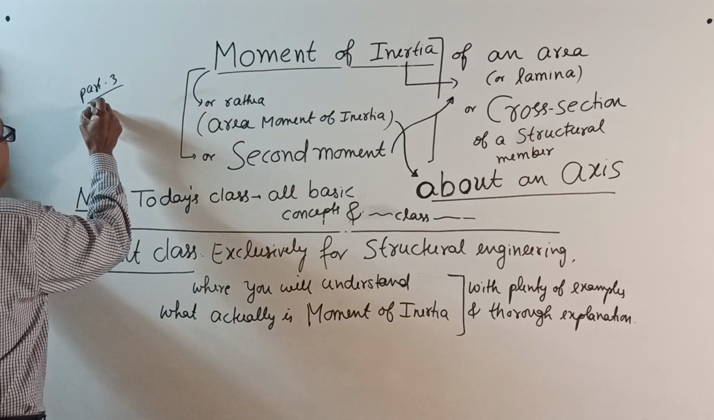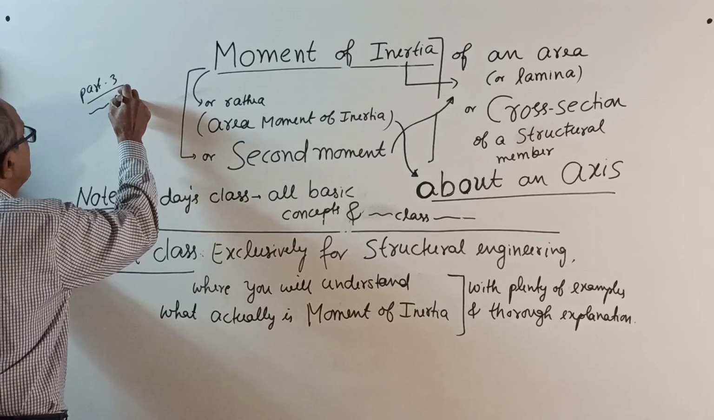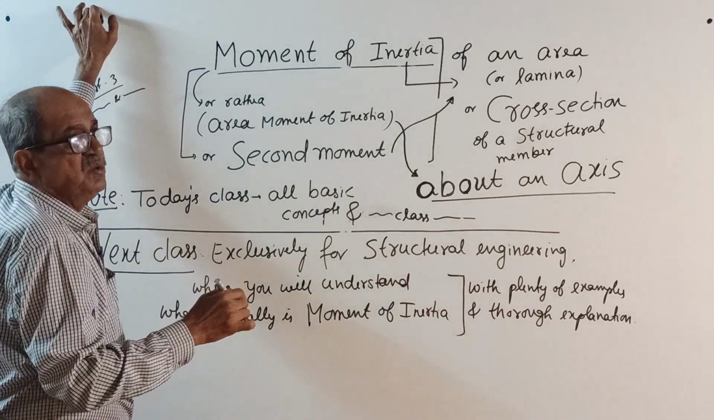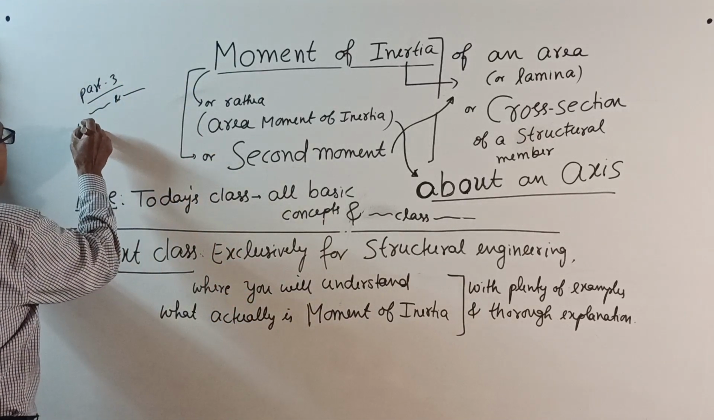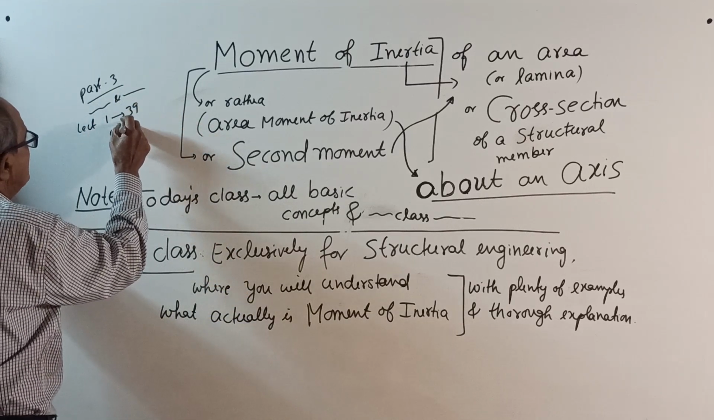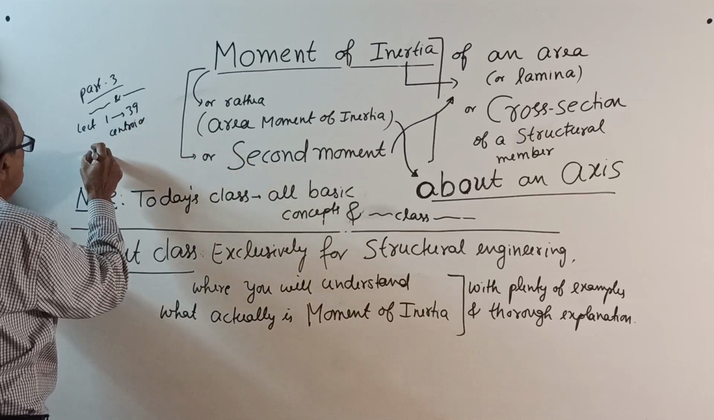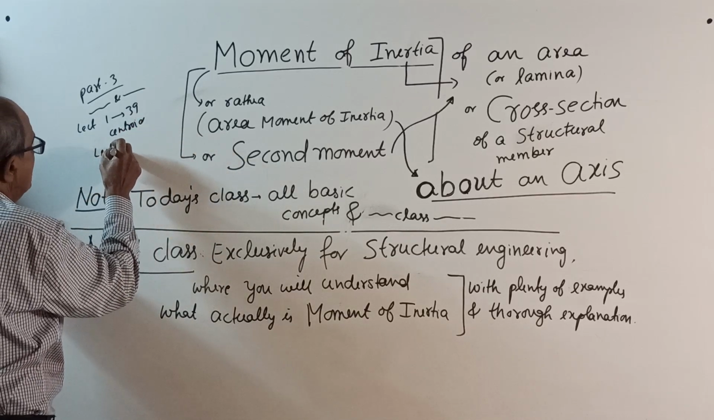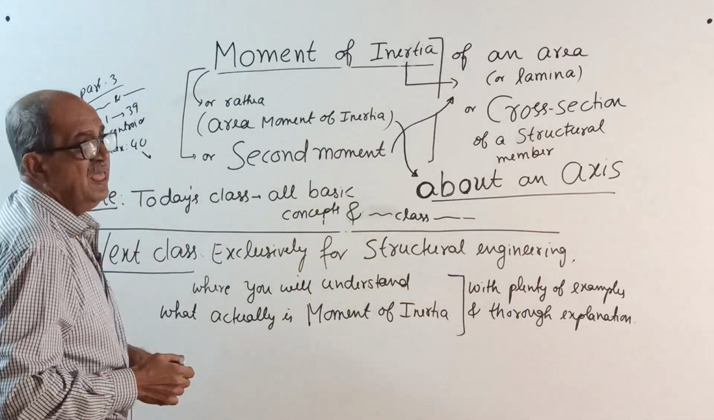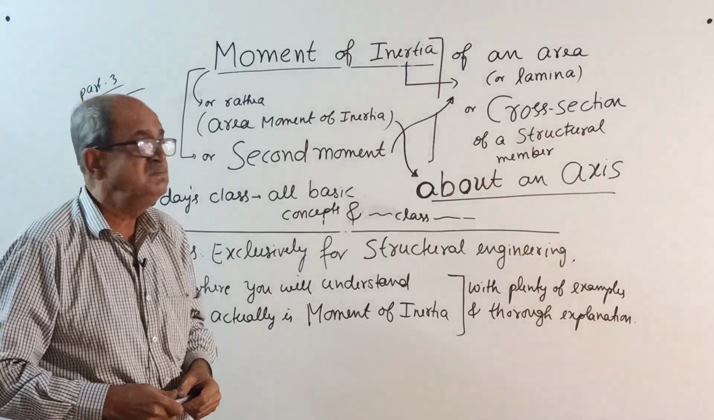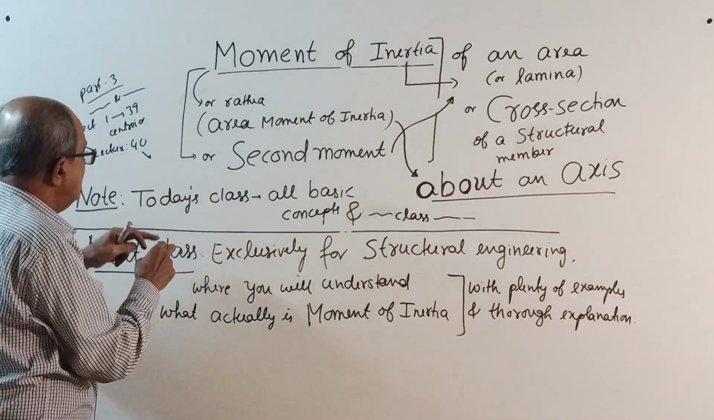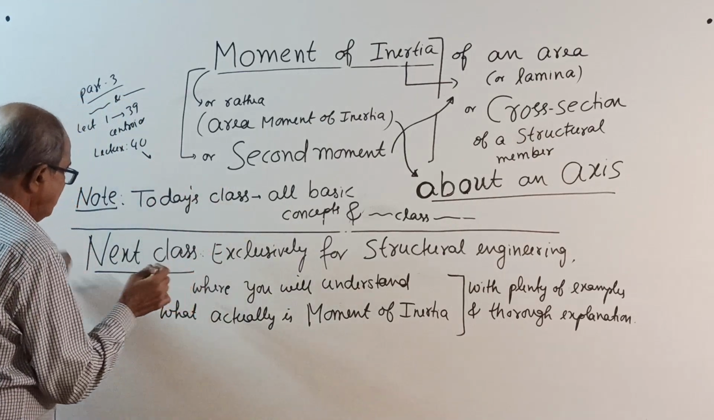Part 3 is for centroid and moment of inertia. Up to class lecture number 1 to 39 was centroid. Over. Now today lecture number 40. 40 onwards is moment of inertia, but centroid also will come, moment of inertia. Lecture number 40 today. This is today's class, and this is next class.